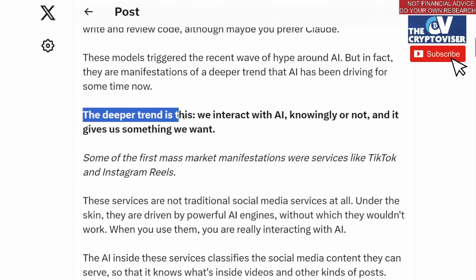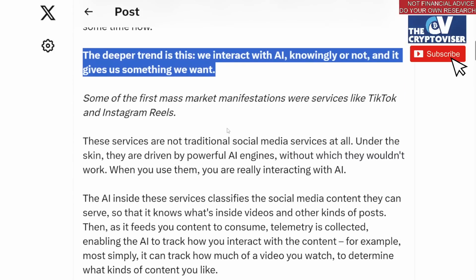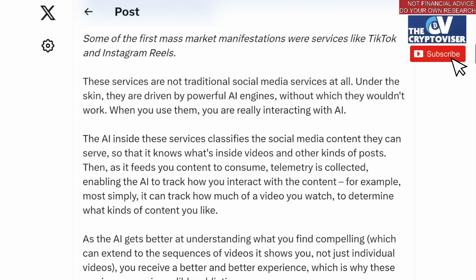But the deeper trend is this. We interact with AI knowingly or not, and it gives us something we want. Some of the first mass market manifestations were services like TikTok and Instagram. These services are not traditional social media services. Under the skin, they're driven by powerful AI engines, without which they wouldn't work. When you use them, you're interacting with AI.